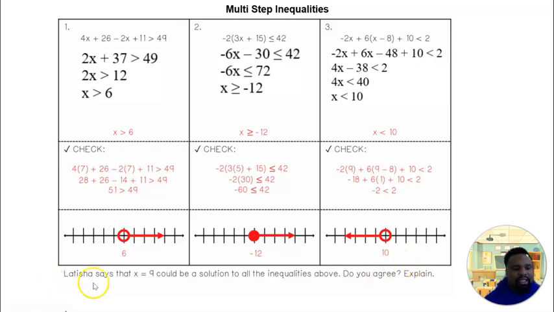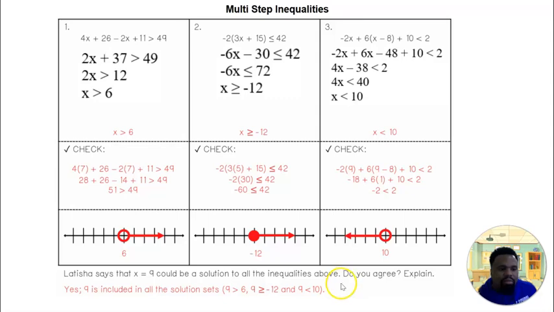All right. It says Letitia says that x equals 9 could be a solution to all the inequalities above. Do we agree? Well, let's take a look. This is x is greater than 6. 9 is greater than 6. X is greater than or equal to negative 12. 9 is greater than or equal to negative 12. That fits. X is less than 10. 9 is less than 10. So yes, 9 will be a solution to all of the inequalities.